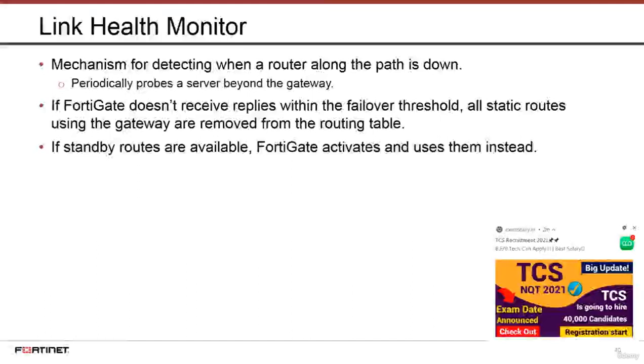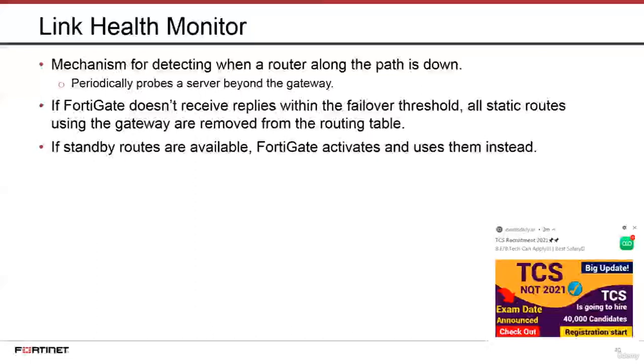Link health monitor is a mechanism for detecting when a router along the path is down. It is often used where there are redundant routers on site, such as dual ISP links. FortiGate periodically sends probing signals through one of the gateways to a server that acts as a beacon. The server can be any host that should normally be reachable through the path. Usually, it's best to choose a stable server with robust infrastructure and to choose the protocol to which the server would normally respond.